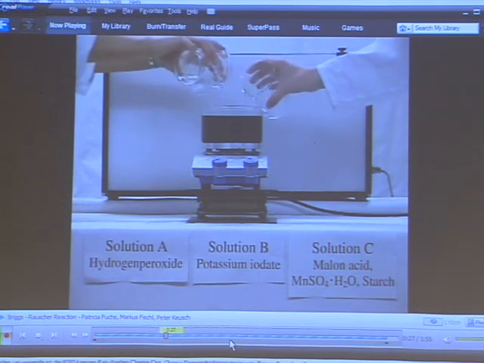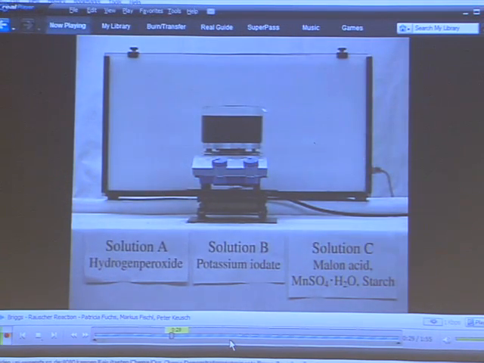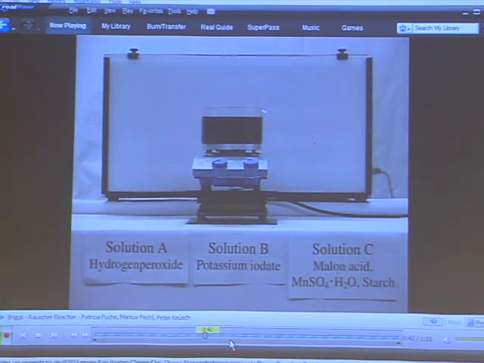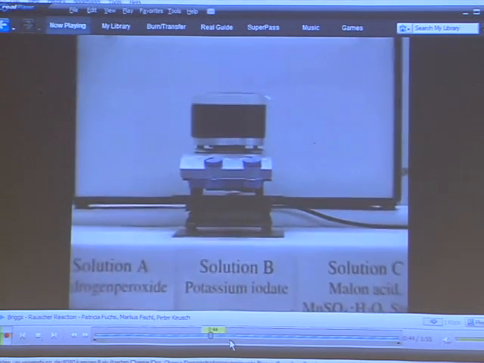Then there's an induction period where you wait for a while. And then eventually it should go clear. There it goes clear. Then it turns gold again, and then deep blue, and there's the oscillation, and then a long induction period, and then it goes through that cycle over and over again.